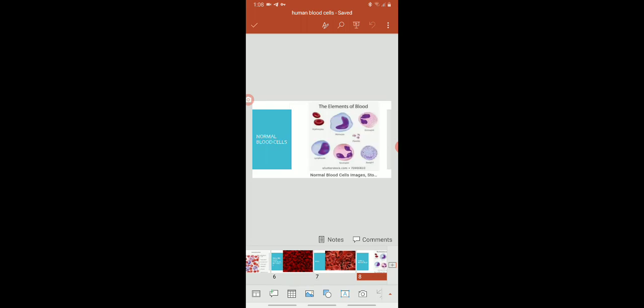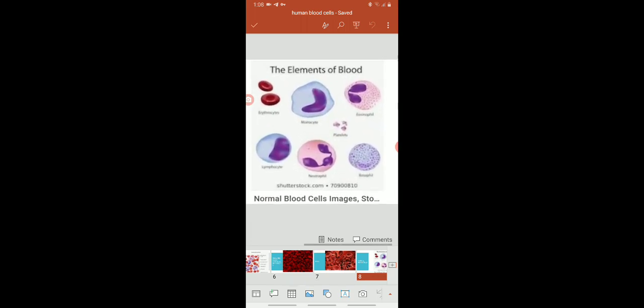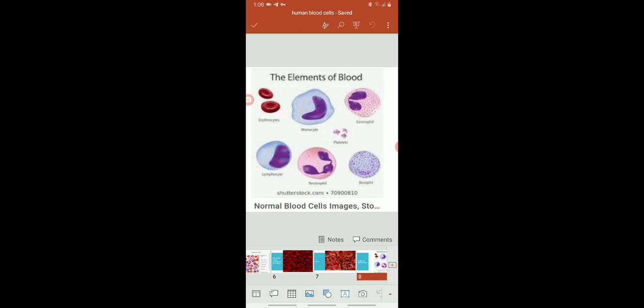In the second diagram, it also shows the normal blood cells or elements of the blood. First is the erythrocyte, second the monocyte, then eosinophil, then lymphocyte, neutrophil, basophil and platelets. These images help you to understand the types of blood cells because each and every cell can be observed with the help of its appearance: what is the color, what is the shape of the blood cell.